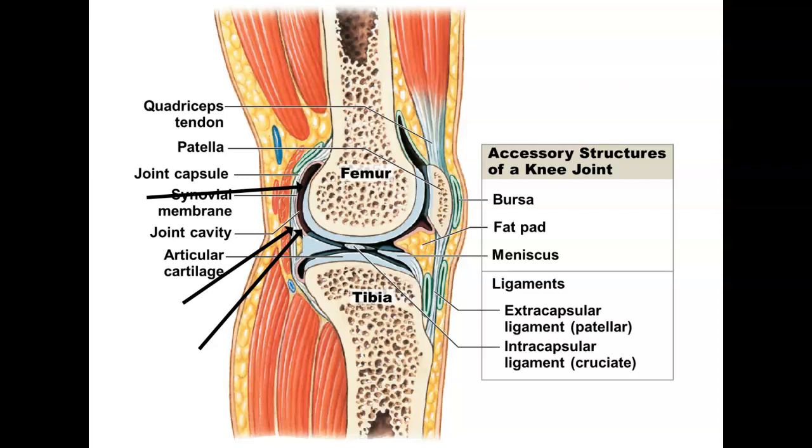Of course, over the surface of the joints, we have the articular cartilage, which cushions the bones. That's made of hyaline cartilage. So those are your main components. We also have muscles that cover this joint, as you can see here and here. And there are lots of little places where we have bursae, which are fluid-filled packets that help to cushion the joint as it's doing its job. And we have little pads of fat packed in to aid in cushioning this very complex joint.